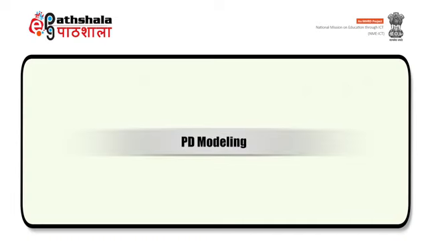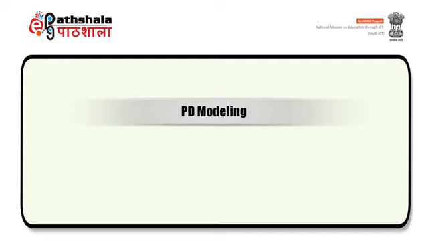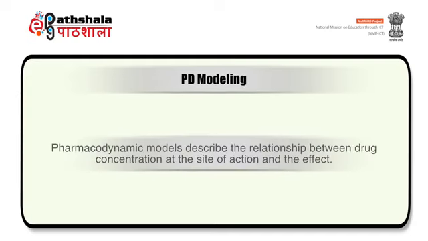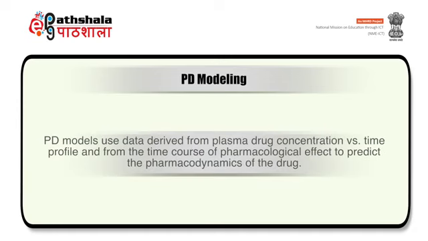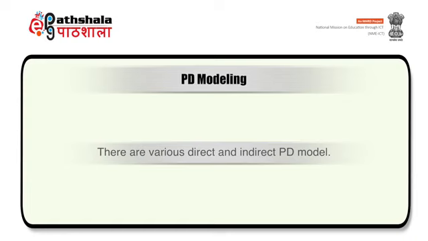Next is PD modeling or pharmacodynamic modeling. What are pharmacodynamic models? A pharmacodynamic model is one that describes the relationship between drug concentration at the site of action and the effect. PD models use data derived from plasma drug concentration versus time profile and from the time course of pharmacological effect to predict the pharmacodynamics of a drug. Now there are various direct and indirect pharmacodynamic models.